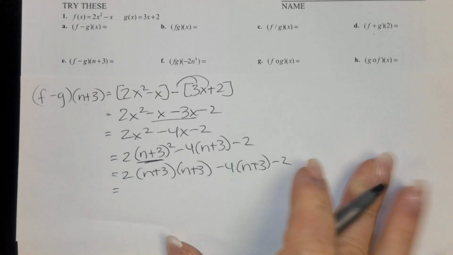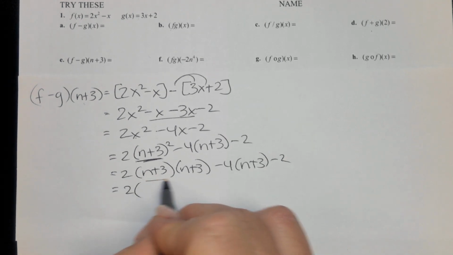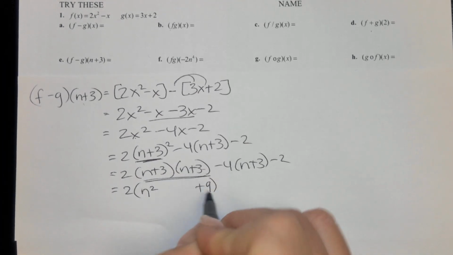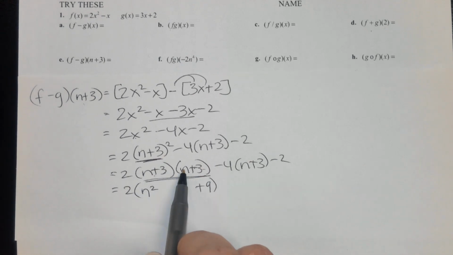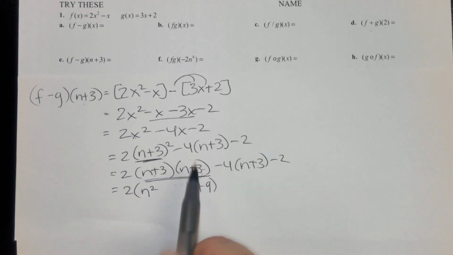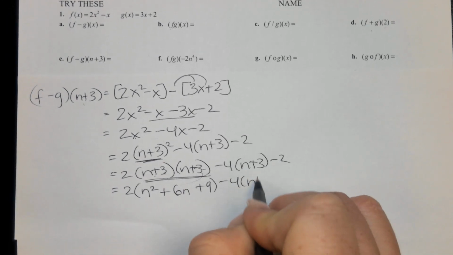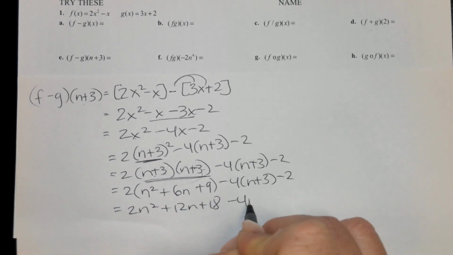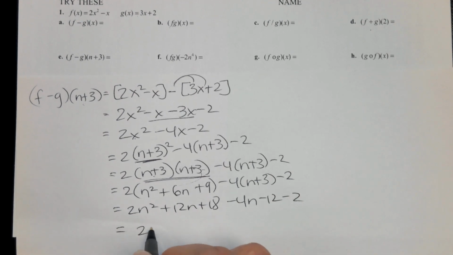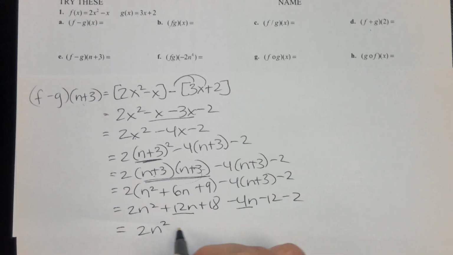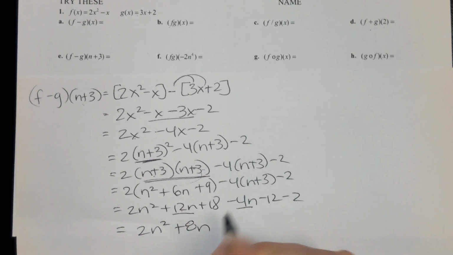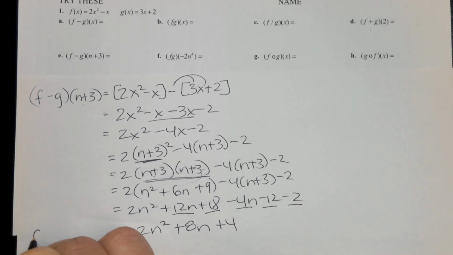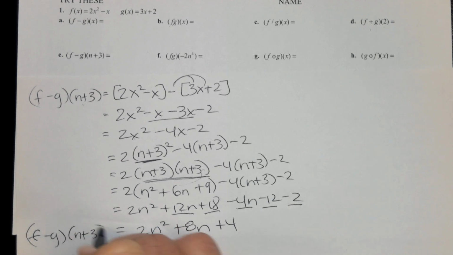All right, so I'm going to do this the shortcut way. When I distribute by foiling, I multiply the fronts, I multiply the backs, and because these are the exact same, I take the inside and the outside, so I get positive 3n, which combines to give you 6n. Okay, I'm going to quickly distribute: 2n squared plus 12n plus 18 minus 4n minus 12 minus 2. 2n squared, how many n's do I have? 12 subtract 4 is 8, and then 18 minus 12 is 6, 6 minus 2 is 4. But I have to come back to the side and write f minus g of n plus 3.